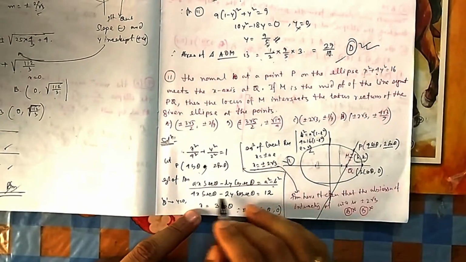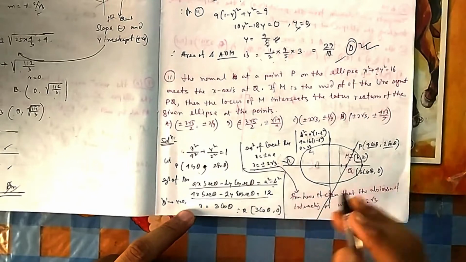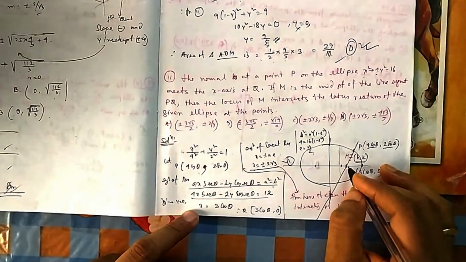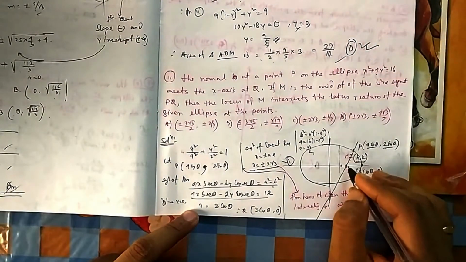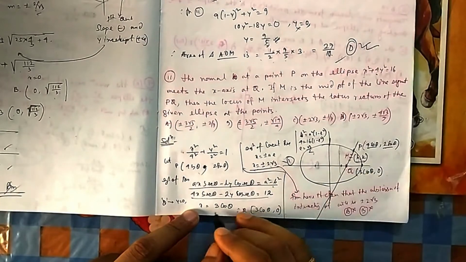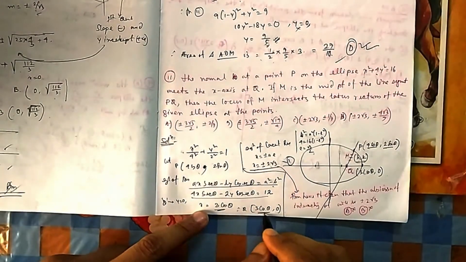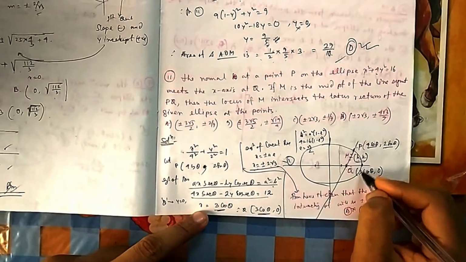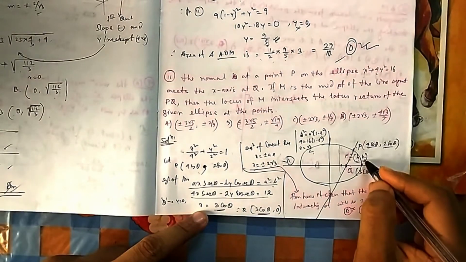So if you put AB everything, this is the equation of the normal. So you need to find Q because the midpoint is HK. How do you find Q? You put y equal to 0, you will find x. Once you find this point, what is H? This plus this divided by 2. What is K? This plus this divided by 2.